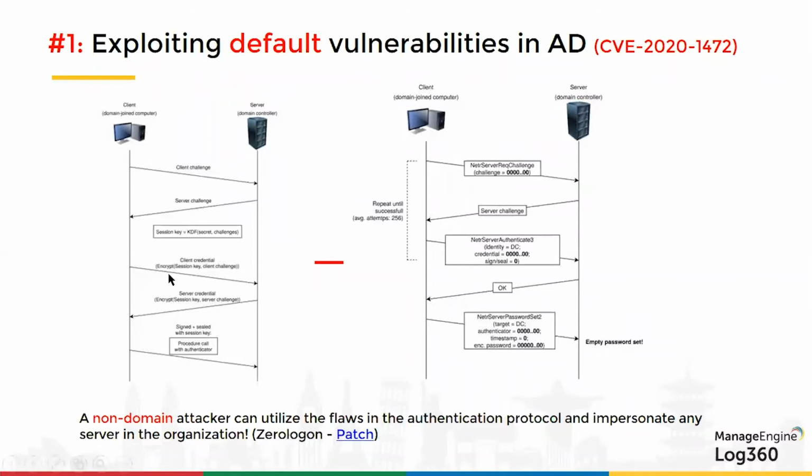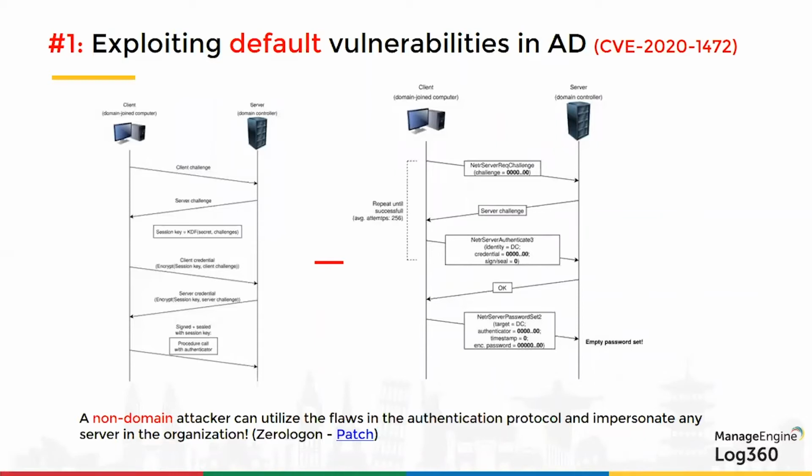This is the Netlogon handshake process where a client sends an 8-byte challenge. The server returns an 8-byte challenge, and a session key is made using the challenge and a hash of the client system's password. Once the session key is made, the session key and the client challenge are together used to create a client credential, and the session key and the server challenge are together used to create a server credential.